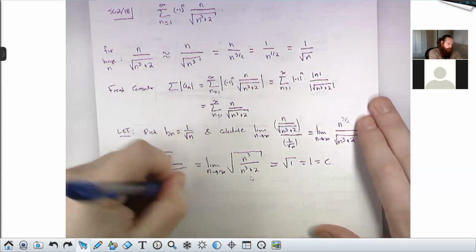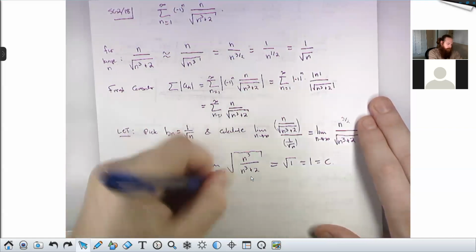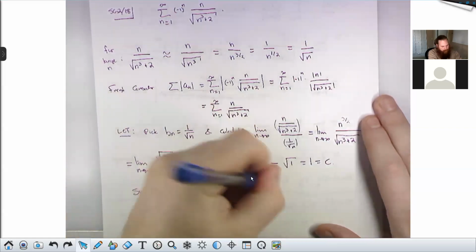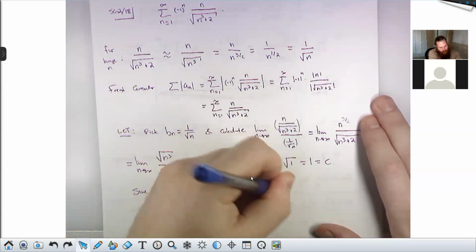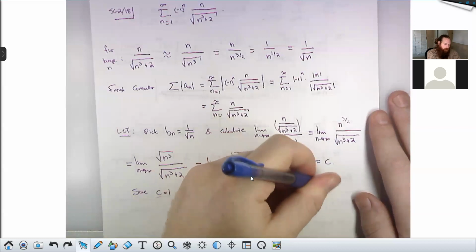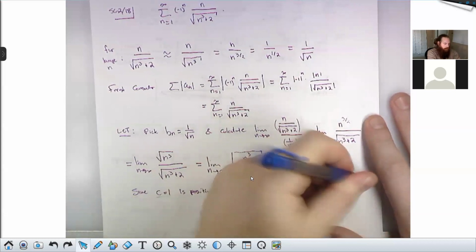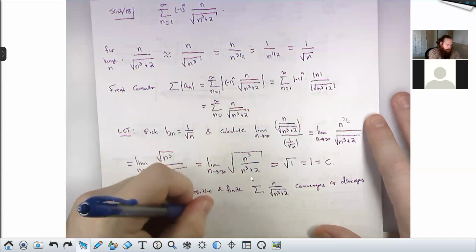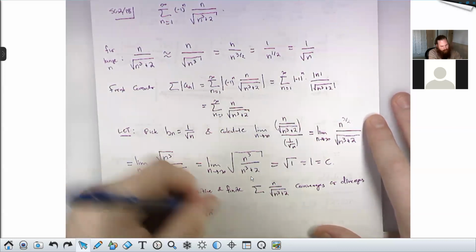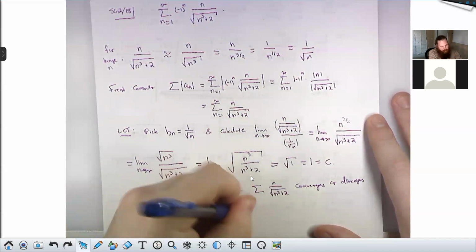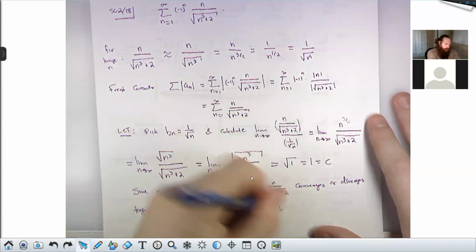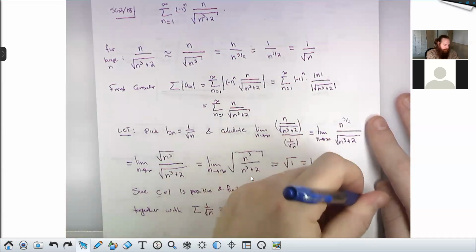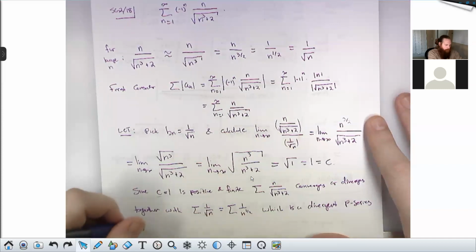Since C equals 1 is positive and finite, sigma n over square root of n cubed plus 2 converges or diverges together with sigma 1 over square root n, which is sigma 1 over n to the 1/2, which is a divergent P series, because P is equal to 1/2, which is not bigger than 1.